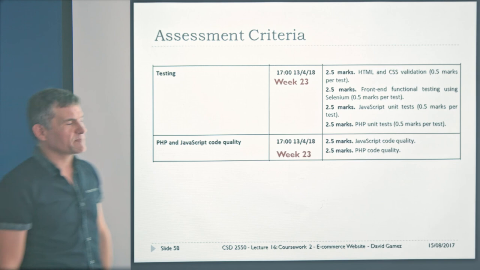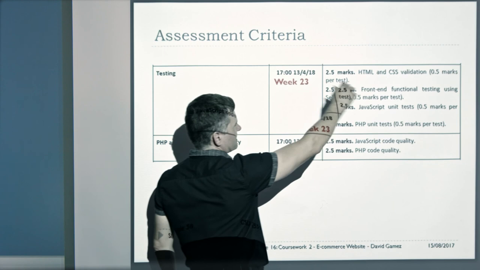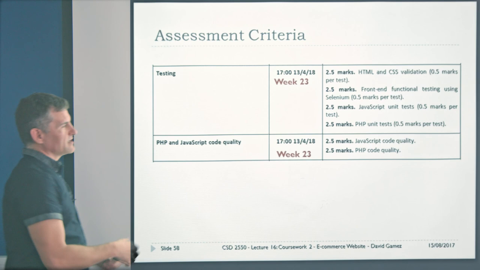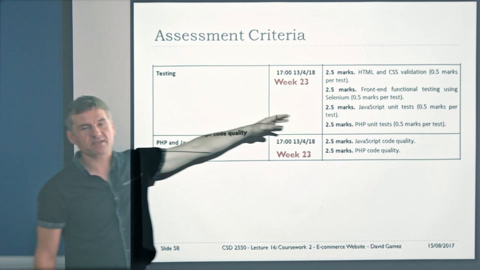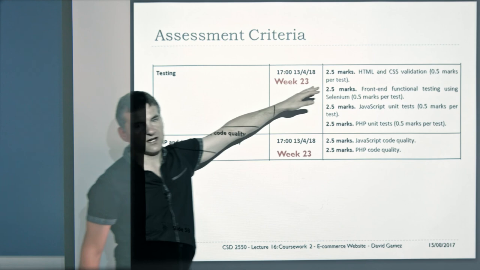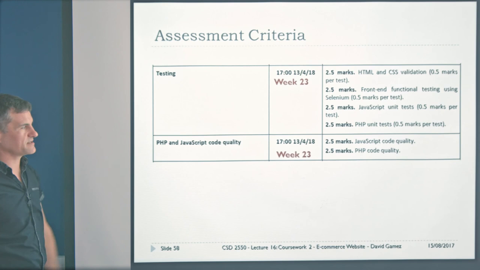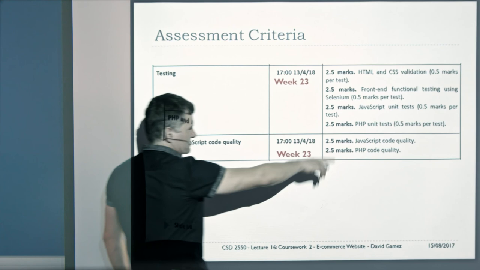Testing, so there'll be a lecture on testing. I'm expecting you to run all these kinds of tests: HTML CSS validation, front-end functional testing with Selenium, JavaScript unit tests, and PHP unit tests. There's 2.5 marks for each of these kinds of tests. What I'm asking you to do for this piece of coursework is to implement the tests and run the tests. I'm not expecting you to pass the tests, okay? So it's fine, as long as you do the validation, I don't care whether it passes the validation. The marks are for running the tests, learning how the testing works. And then there's 2.5 marks for JavaScript code quality and 2.5 marks for PHP code quality.